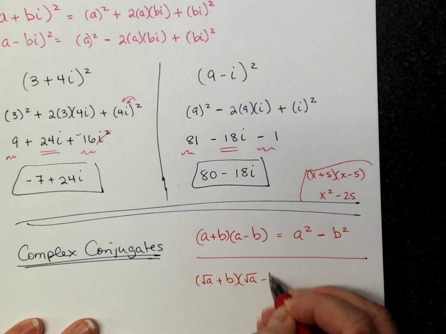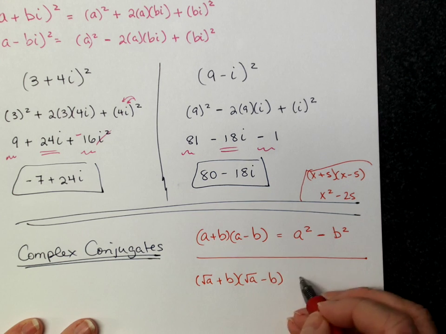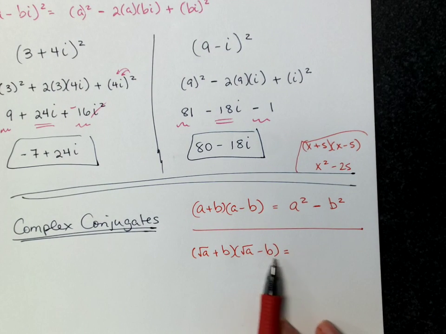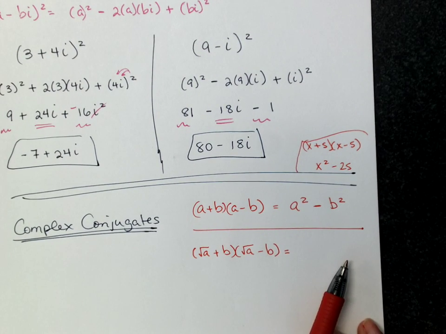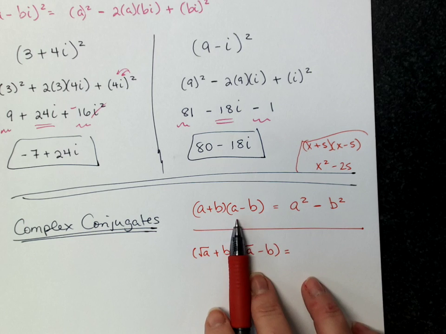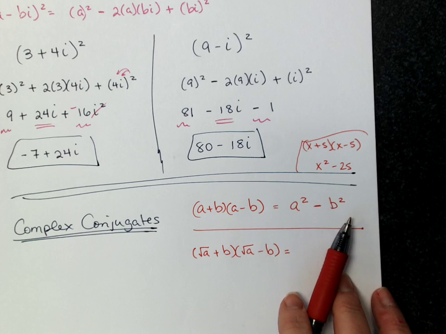Radical A minus B. In this case, one's radical, one's not. But if there's any radicals involved, what happens to the radicals when you finish up with this? Yeah, because everything is squared. Conjugates multiply to make a difference of squares, and squares kill radicals.